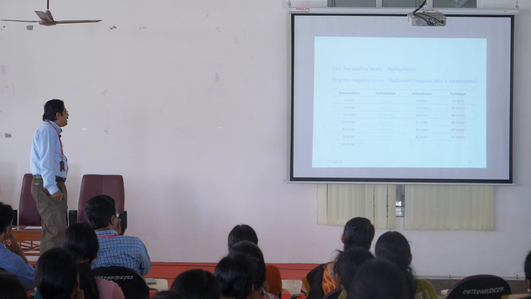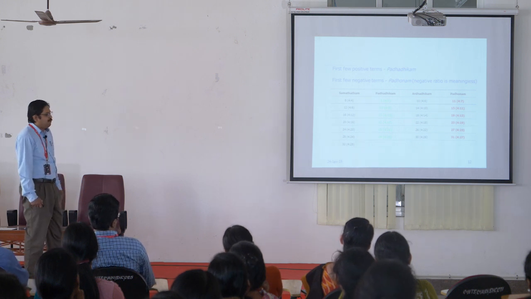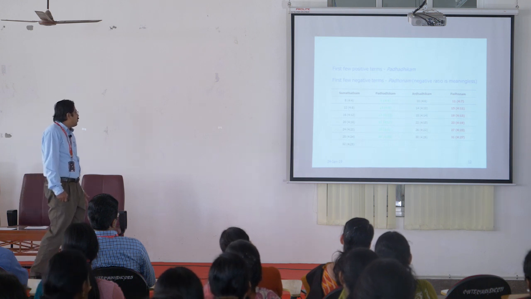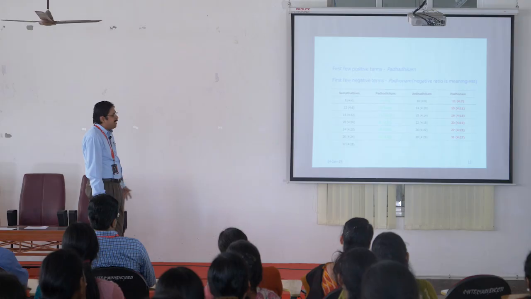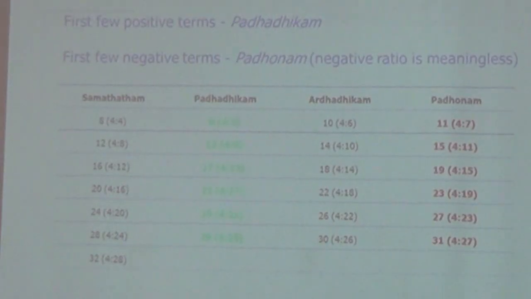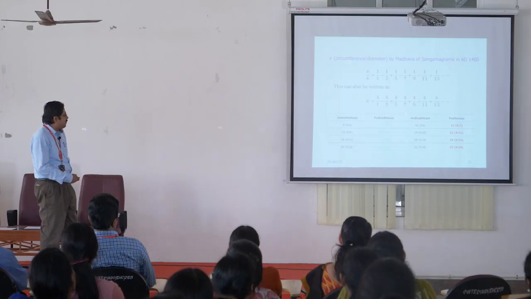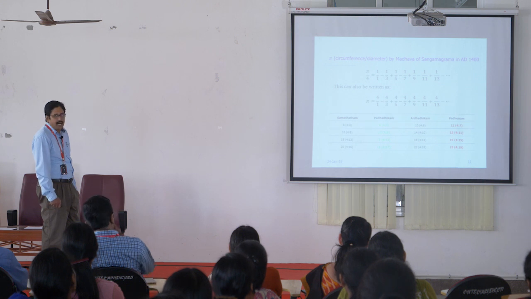So we can see the Padadikam group consists of first few positive terms except the first value. Similarly, the Padvanam group, first few negative terms except the first value. And this group is not at all recommended because negative ratio is meaningless. And here you can see the first one is not considered, 4 by 1 is excluded. The next one 4 by 5, 4:5, 4 by 9, 4:9 are taken into account and recommended for the dimensioning of the building. And in these values, the first negative value is excluded, next one minus 4 by 7, minus 4 by 11, etc. are recommended.